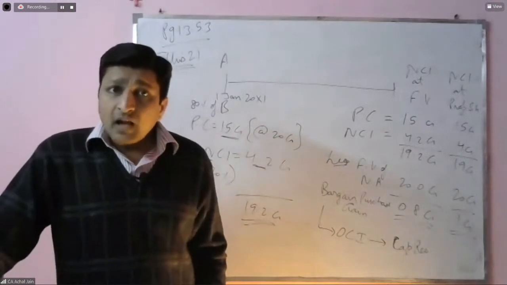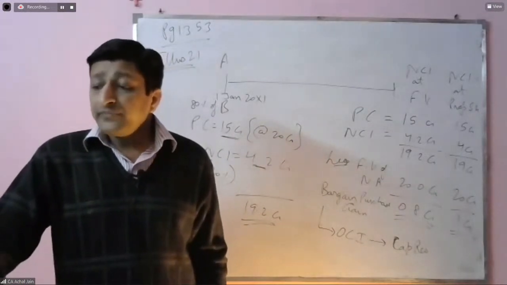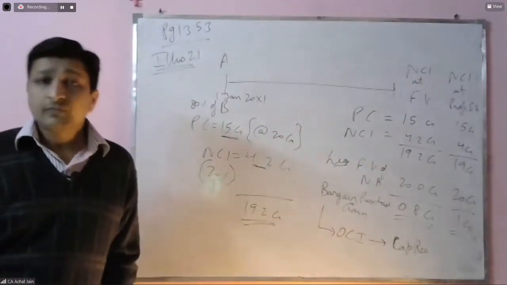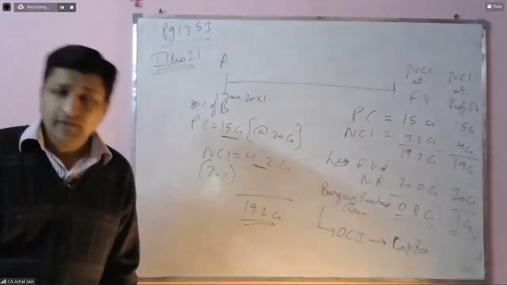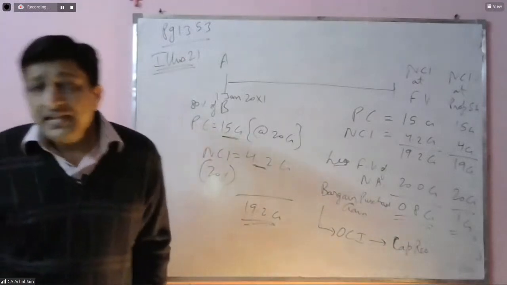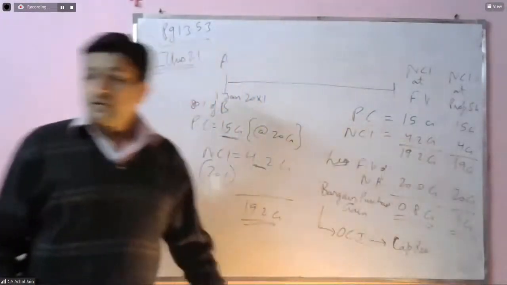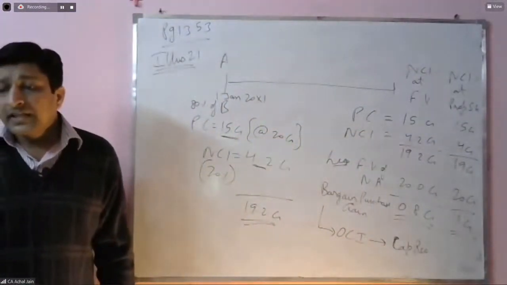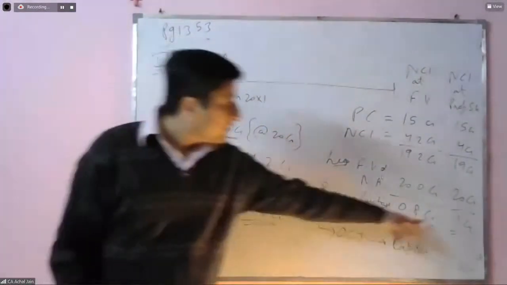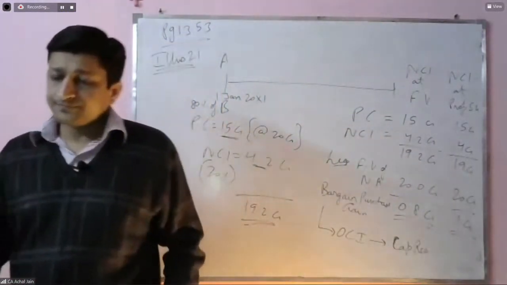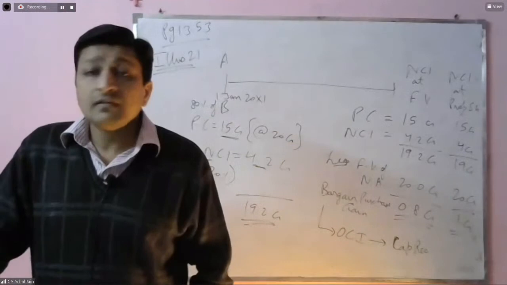So I'm reading the last para of the solution. If the acquirer chose to measure the NCI on the basis of proportionate share instead of fair valuation, recognized amount of NCI would be 4 crore and the gain on bargain purchase would be 1 crore, and its treatment will remain same.